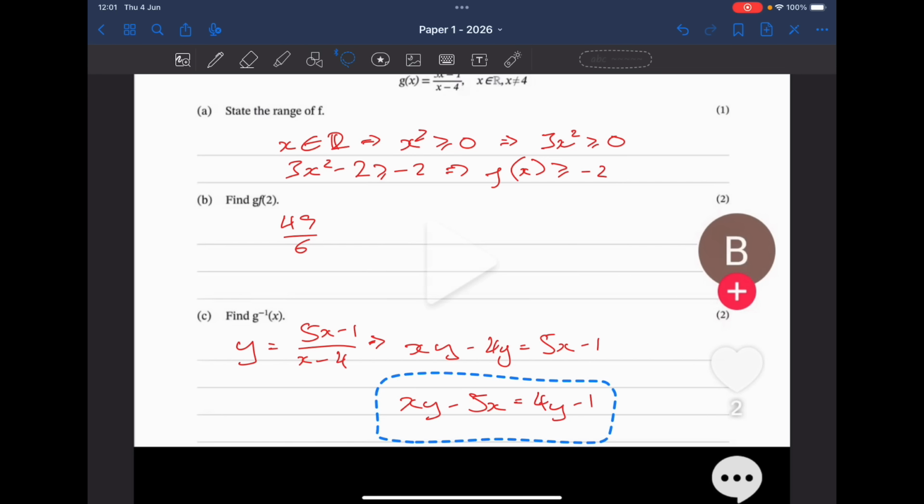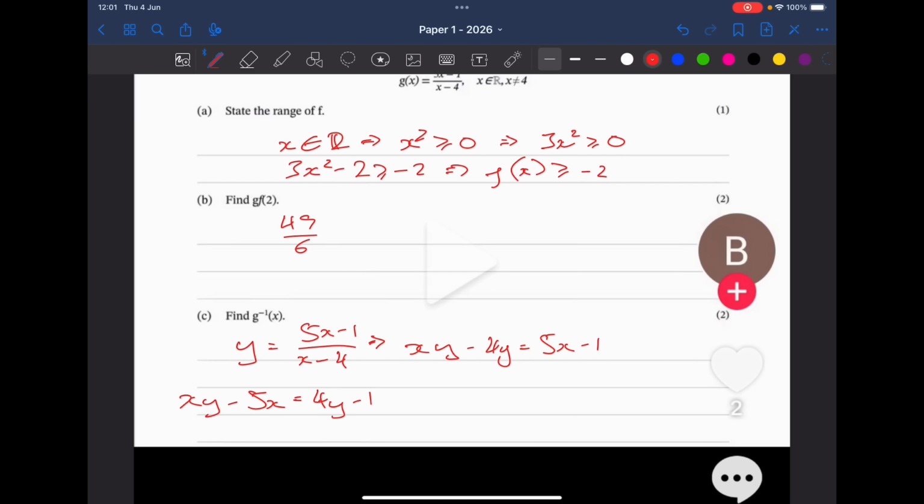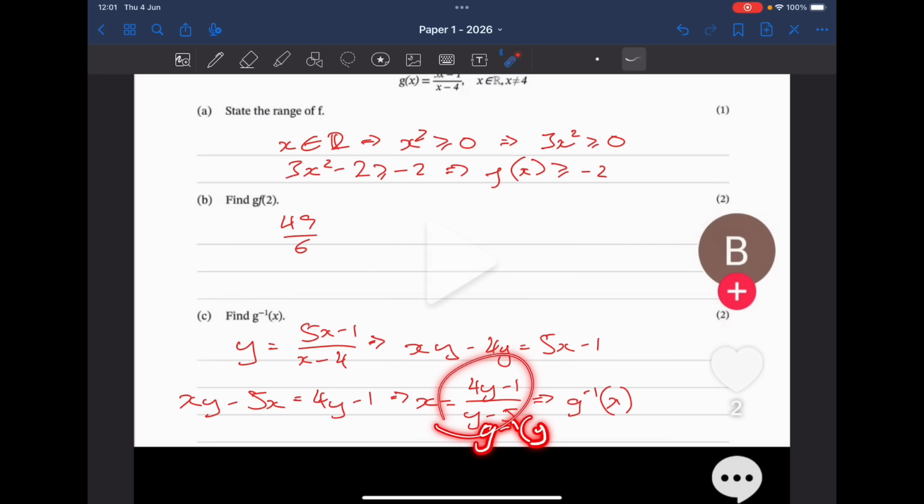Let's just move that left a little bit. If we factorise for the x and divide, x would be 4y minus 1 on the top, and the bottom will be y minus 5. And then this thing is the inverse of g. We just need to swap those x's and y's around. This thing is the inverse of g, just of y.